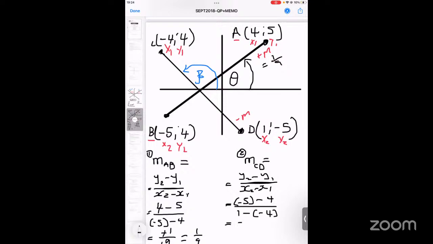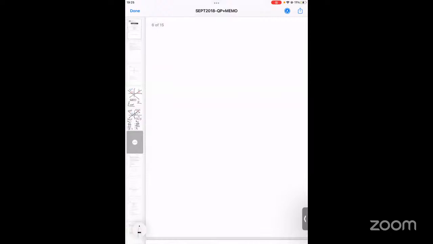You end up having -9 at the top. At the bottom, trust me, it will be that times that, which makes it +4. 1 plus 4, it ends up being 5. So that means you end up having -9 over 5 as the gradient for that line, -9 over 5. I hope you guys did see what I have done there.